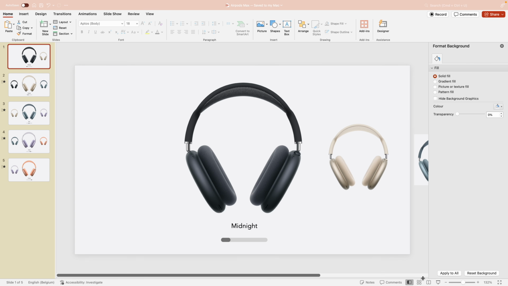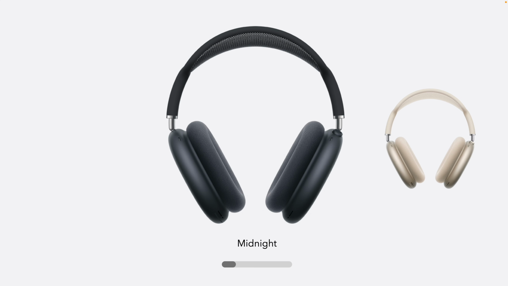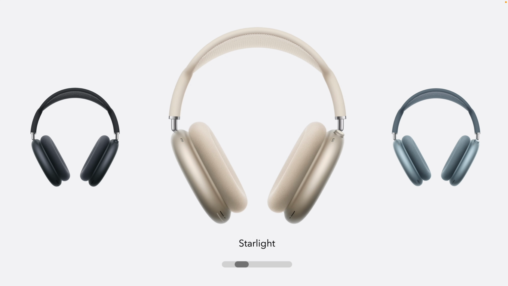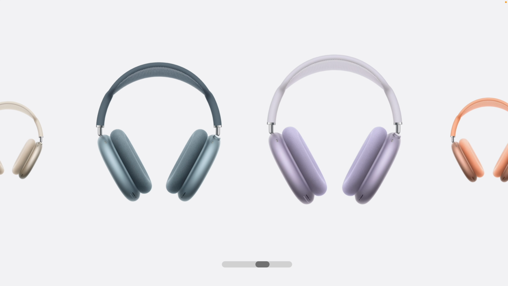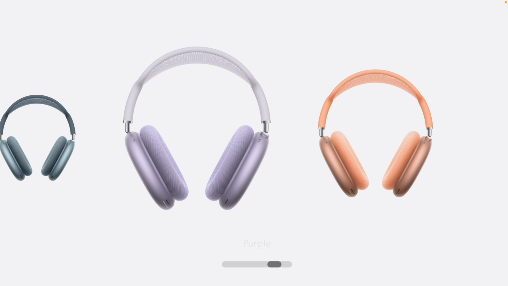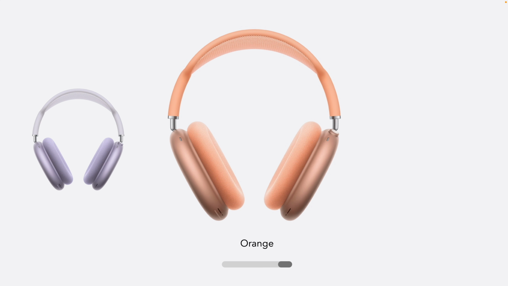And if we now preview this, we have a nice product overview, and as soon as we click, the product shift and also the little bar at the bottom and the names will change accordingly. So it's a really cool dynamic way to show your products in a different style in PowerPoint. And it's not that much work, but it really gives that cool impression for your slides.